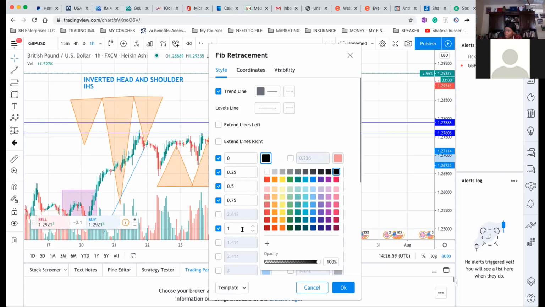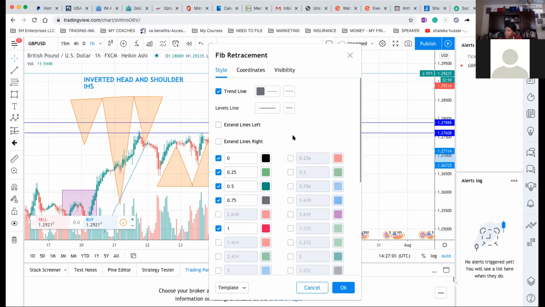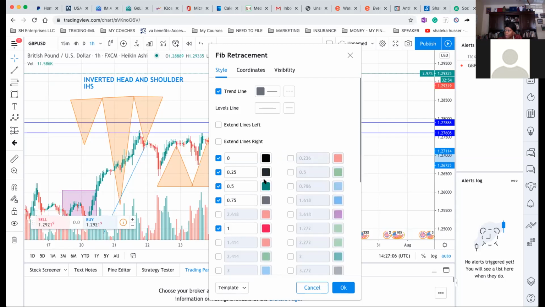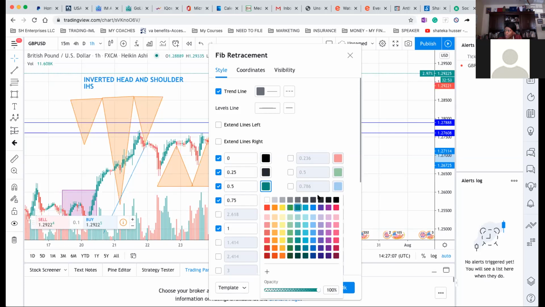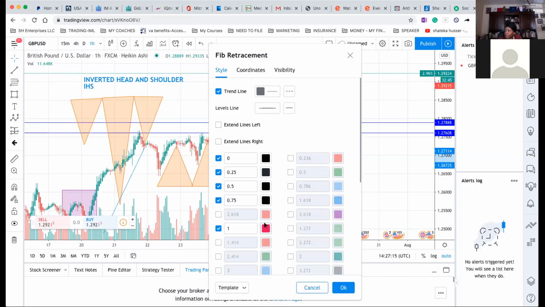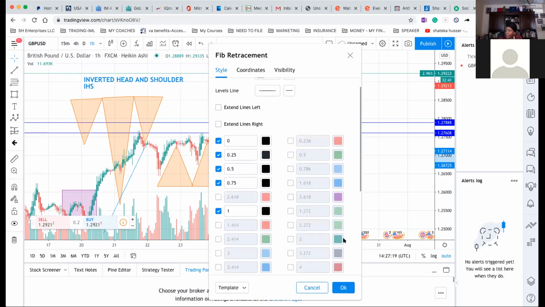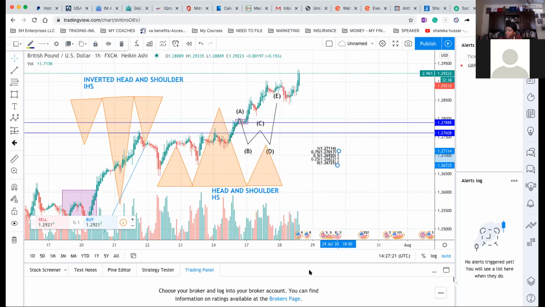All right. Make that black. I don't care about all these crazy colors. Make this black. And make this black. And make this black. There's got to be a way where my fibs can stay like this forever. I never want to use what they use. Never want to use those.